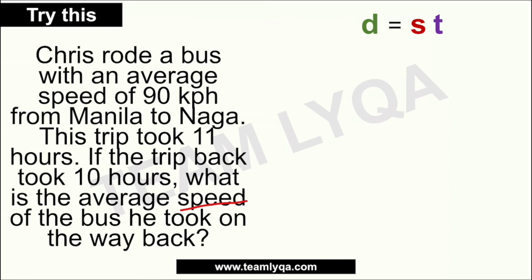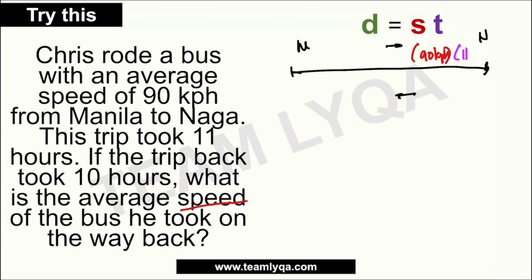Okay? So, solve lang natin uli. Again, ang biyahe natin naman this time is Manila to Naga and then Naga to Manila. Ilalatag natin yung information na binigay. Sa biyahe daw na una, Manila to Naga, ang speed ay 90 kilometers per hour. At ang kanya namang time ay 11 hours. Pabalik, hindi natin alam kung ano yung speed, pero alam natin kung gaano katagal, which is 10 hours.